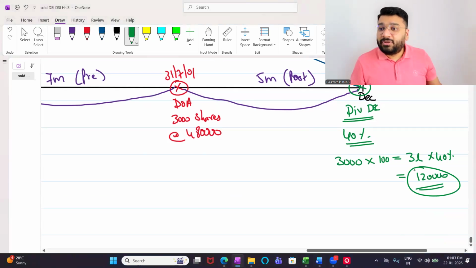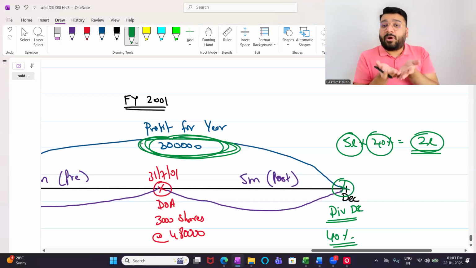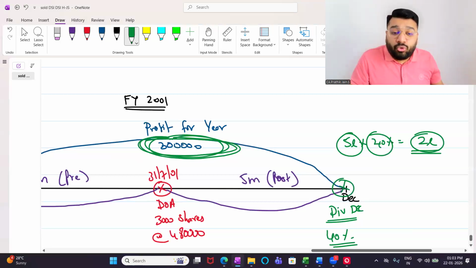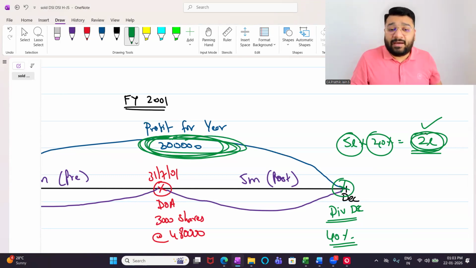Got it, not got it. What I will check is that 3 lakh is the full year's profit for everybody, and 2 lakh is the dividend for everybody. Do I have sufficient money to pay the 2 lakh dividend? Yes. 3 lakh profit is available in the current year to pay a dividend of 2 lakh.